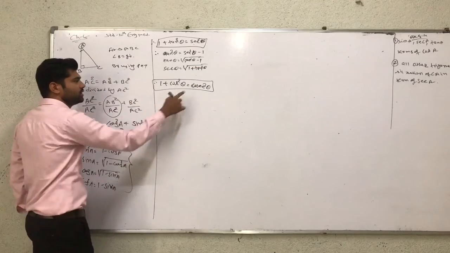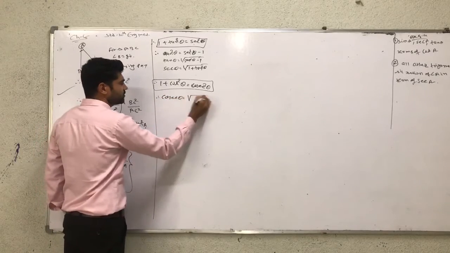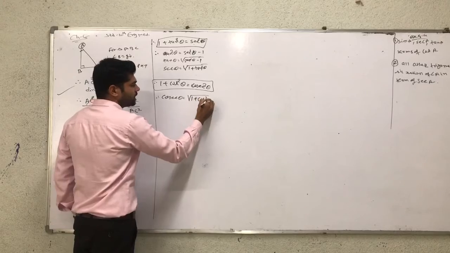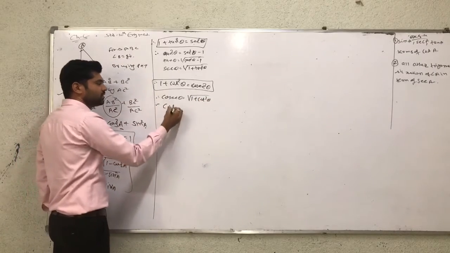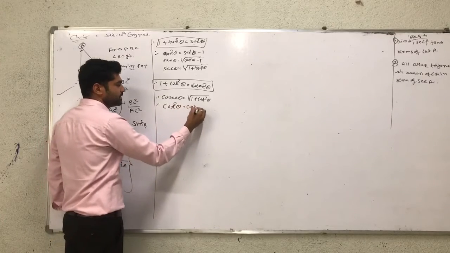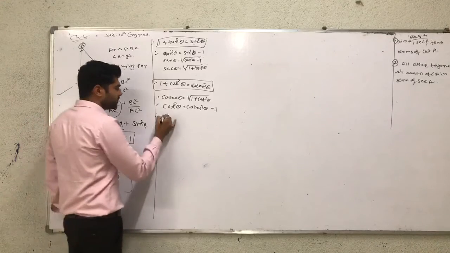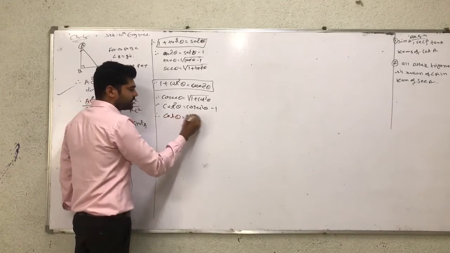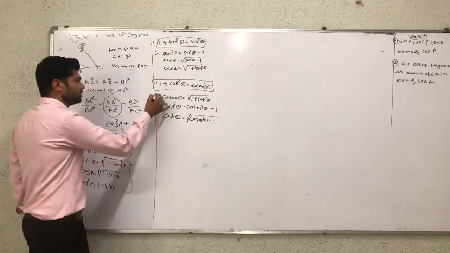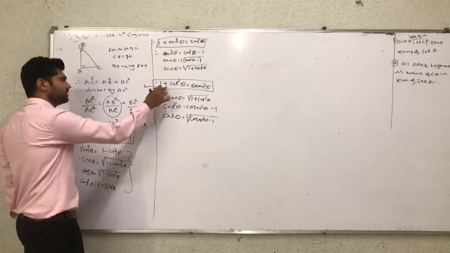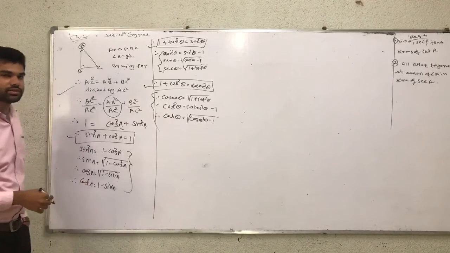In a similar way here, cosec square is equal to 1 plus cot square. Now making cot square the subject, the answer is cosec square theta minus 1. Taking the square root on both sides, cot theta is equal to under root cosec square theta minus 1. So 3 equations are created by using this equation and another 3 equations are created by using this equation.